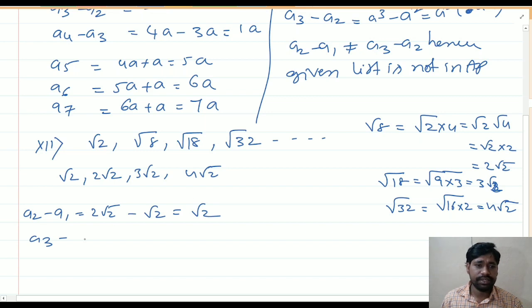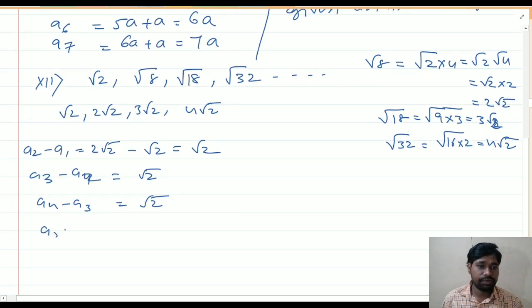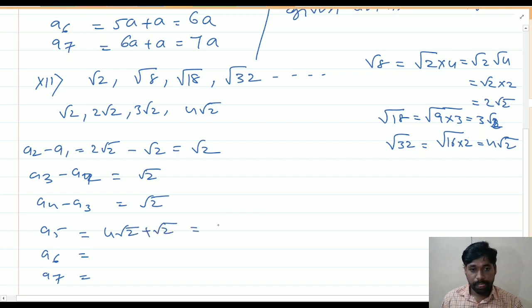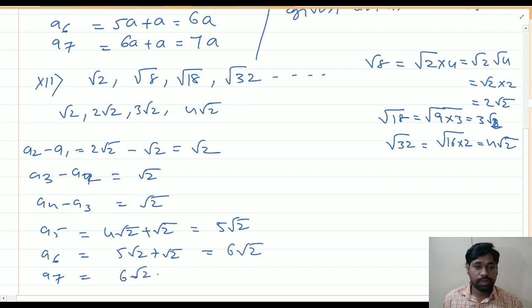Just simply, if we do a4 minus a3 also, you will get root 2 only. So the next terms are easy to write: a5, a6, a7, just add root 2. For 4 root 2, if we add root 2, it becomes 5 root 2. Then 5 root 2 plus root 2 is 6 root 2, and 6 root 2 plus root 2 becomes 7 root 2.